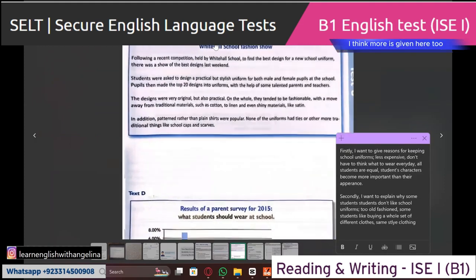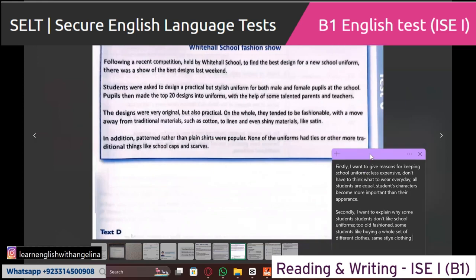Okay, I think more is given here too. Can you guys tell me what else? Traditional materials like cotton. We can just write that in there. Tell me, what should I write? They want to move away from traditional materials. Yeah, you can write that: move away from traditional materials. That's why they don't like it, right? You can just write in here that they don't like traditional materials such as cotton.